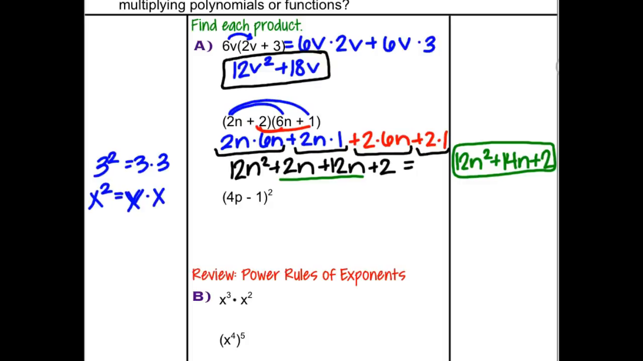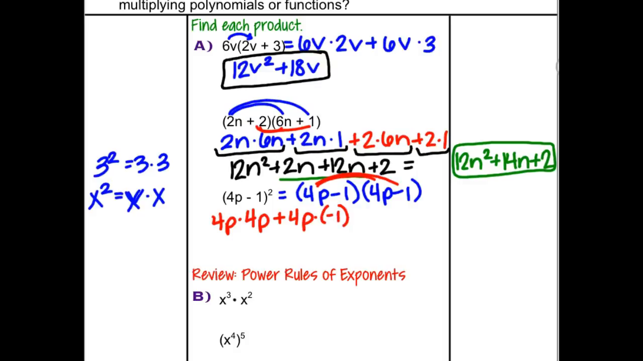That means when you have 4p minus 1, the quantity squared, this really means 4p minus 1 times 4p minus 1. And then you have to FOIL. So 4p times 4p, 4p times negative 1, and then we got negative 1 times 4p, and negative 1 times negative 1. So then we can start multiplying out.